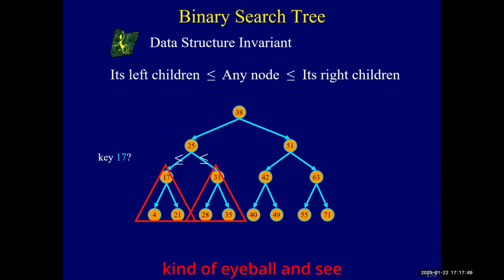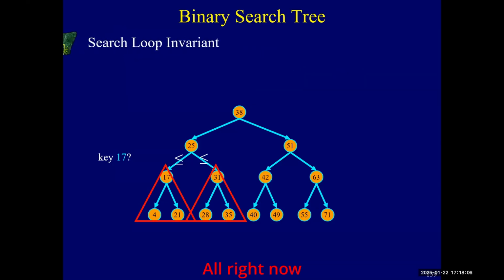Can everybody kind of eyeball and see what's happening, right? Why do I let it be equal? It's because suppose every number was 38. Then I want to still be able to balance it, right? Everybody good with that? All right.